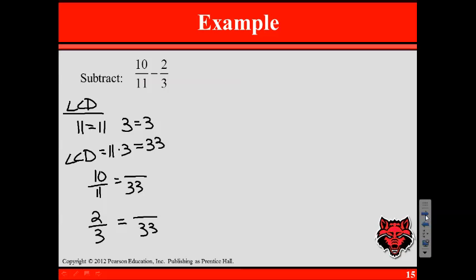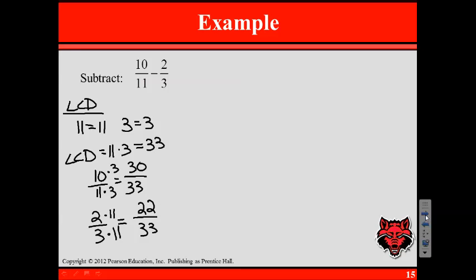So we take 33 divided by 11 for the first fraction. We determine that we should multiply top and bottom by 3. 11 times 3 is 33. 10 times 3 is 30. So we have our first equivalent fraction. In the second fraction, 33 divided by 3 is 11. So we determine we should multiply top and bottom by 11. 3 times 11 is 33. 2 times 11 is 22.